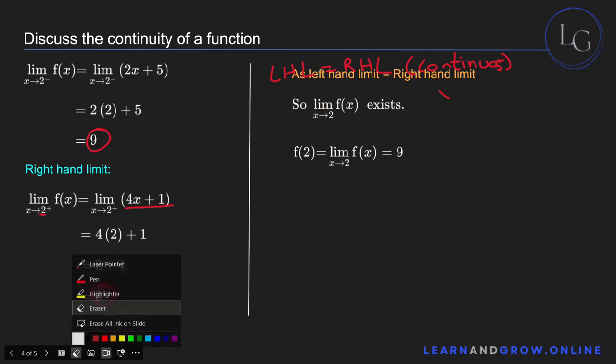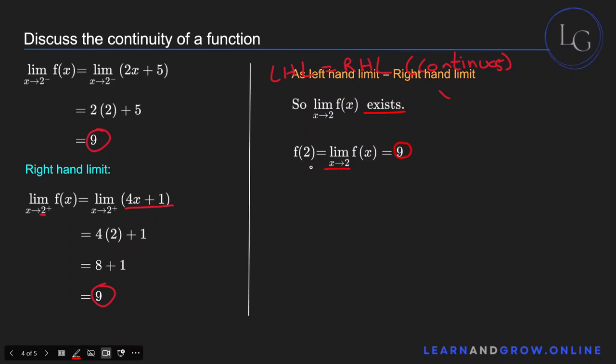So you can see that the limit as x approaches 2 exists because the left hand limit and the right hand limit are equal. So the limit of f of x as x approaches 2 is equal to 9, and so the function is continuous.